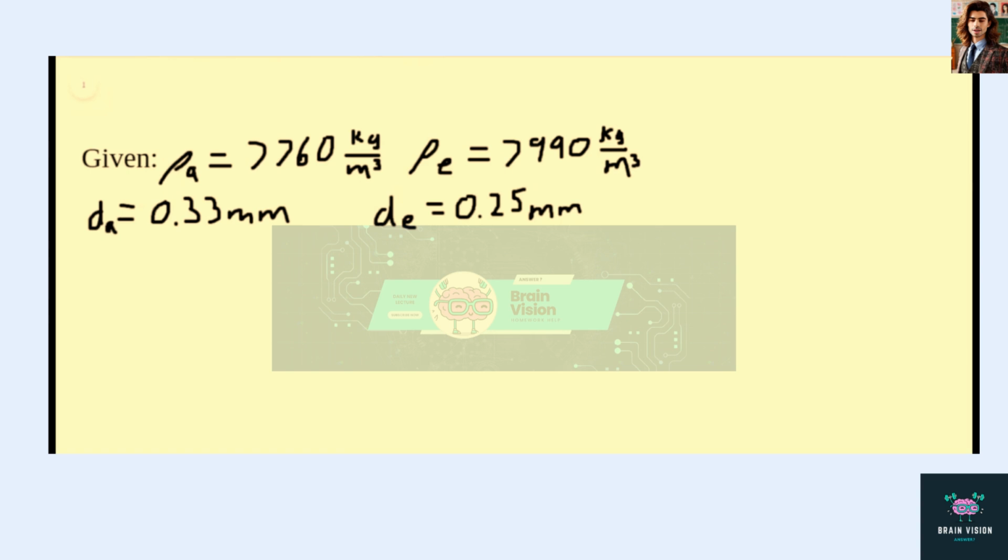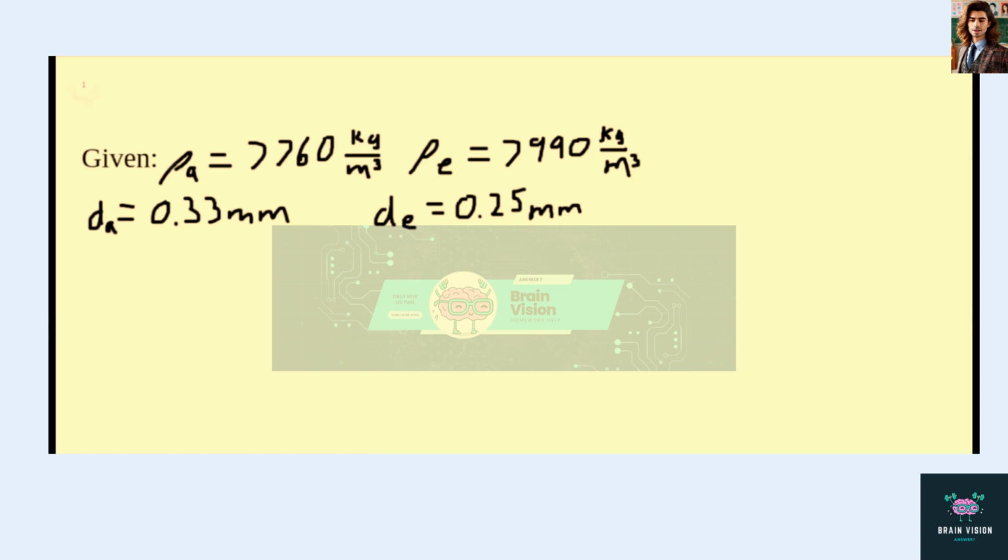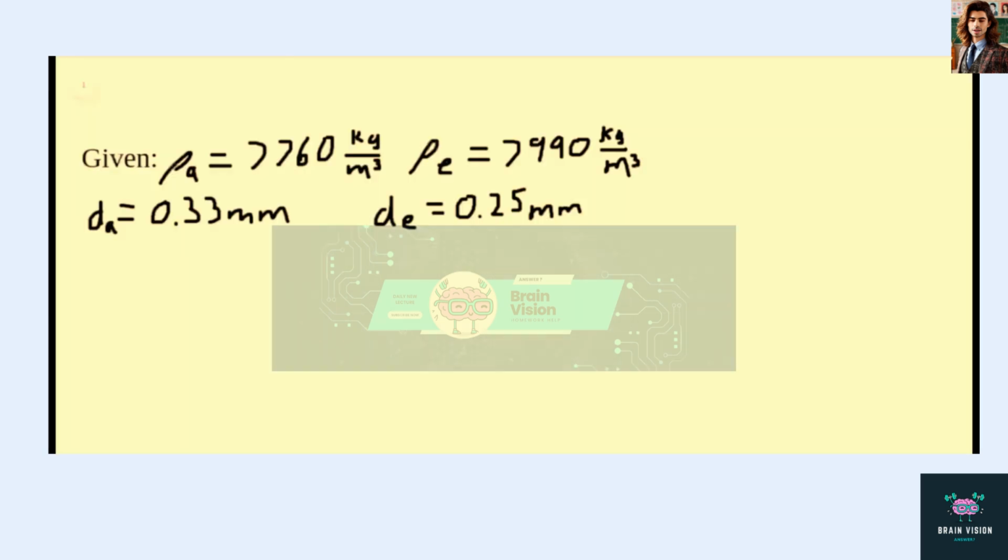Frequency F1 is 329.6 hertz. On an acoustic guitar, the string typically has a diameter of 0.33 millimeters and is commonly made of brass, 8,760 kilograms per meter cubed density, while an electric guitar has a diameter of 0.25 millimeters and is made of nickel coated, 7,990 kilograms per meter cubed density. So the high E string tension on an acoustic guitar versus an electric guitar.